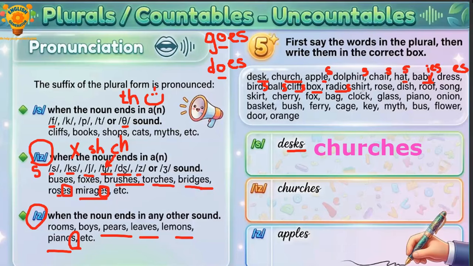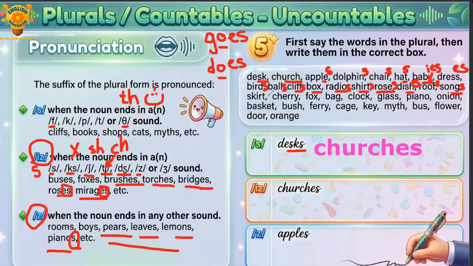And here also we have the word shirt. We have the unvoiced sound. So here we will say shirts. And also the word rose. So here we will say roses because we have the z sound at the end. And here the word dish. So here also we will say dishes. And the word roof, we will say roofs. And the word song, it will be songs. Songs, like this part down there, the most common part.